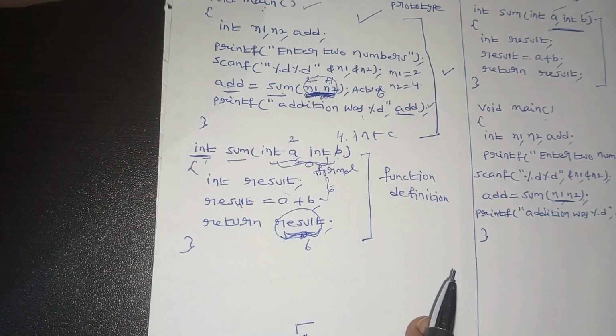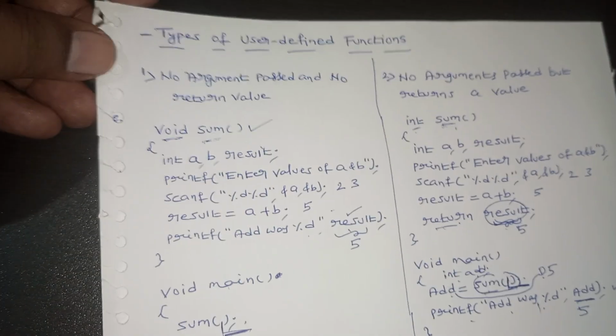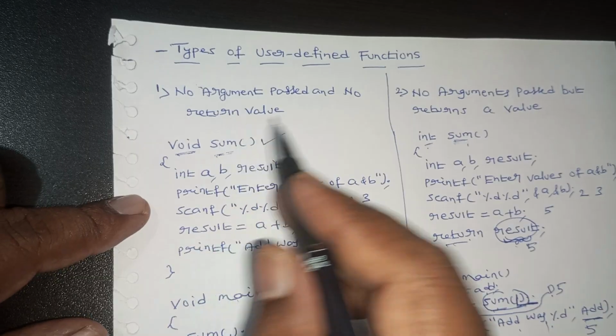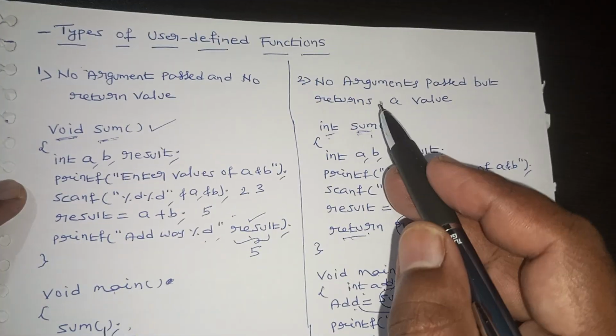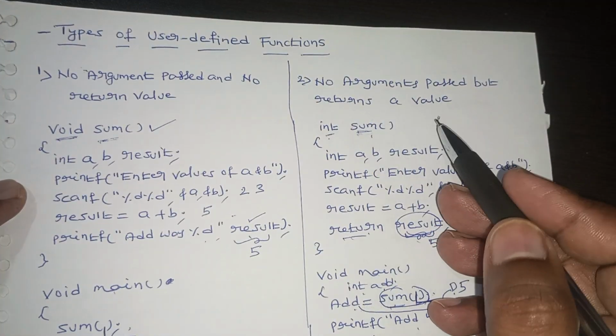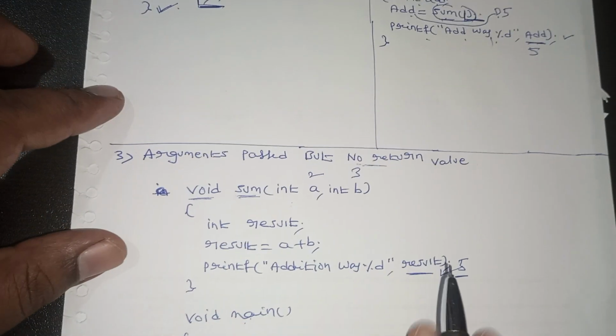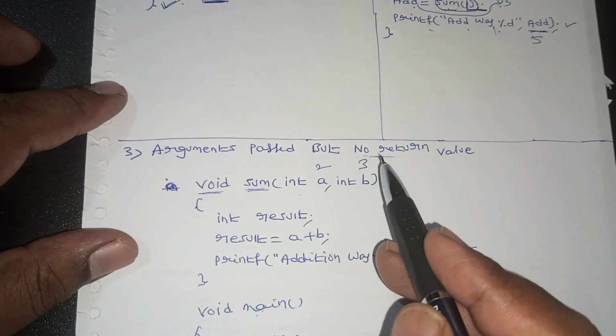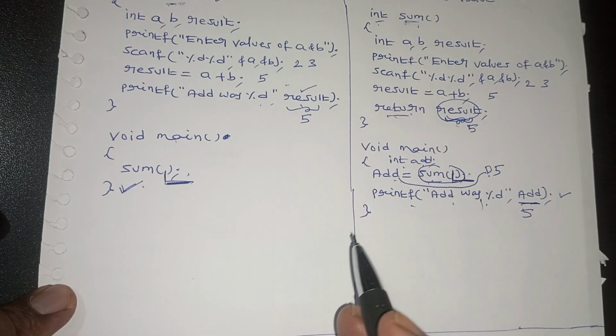That is all about the types of user defined function. First one: no arguments, no return value. Second one: no arguments passed but returning a value. What is the third one? The third one is arguments passed but no return value. What is the fourth one? Arguments passed and returning a value.